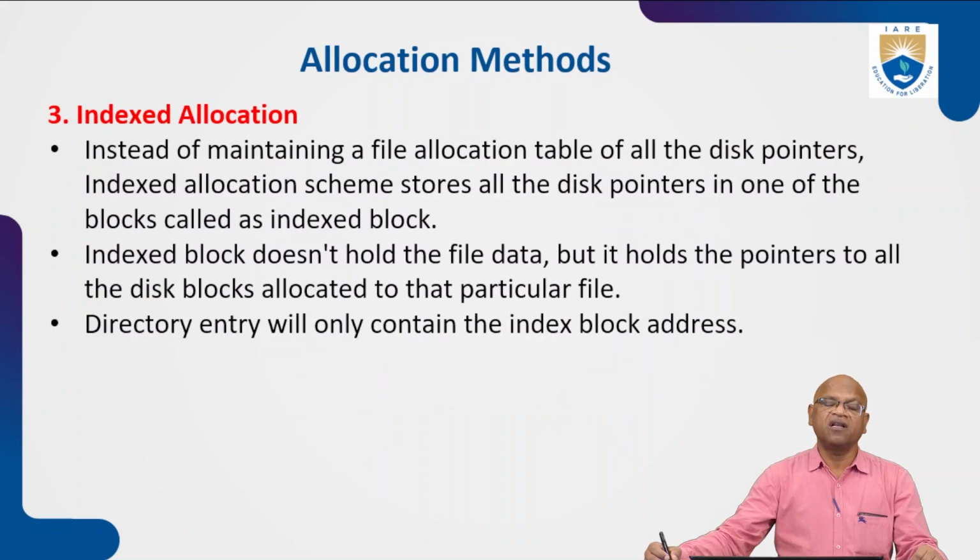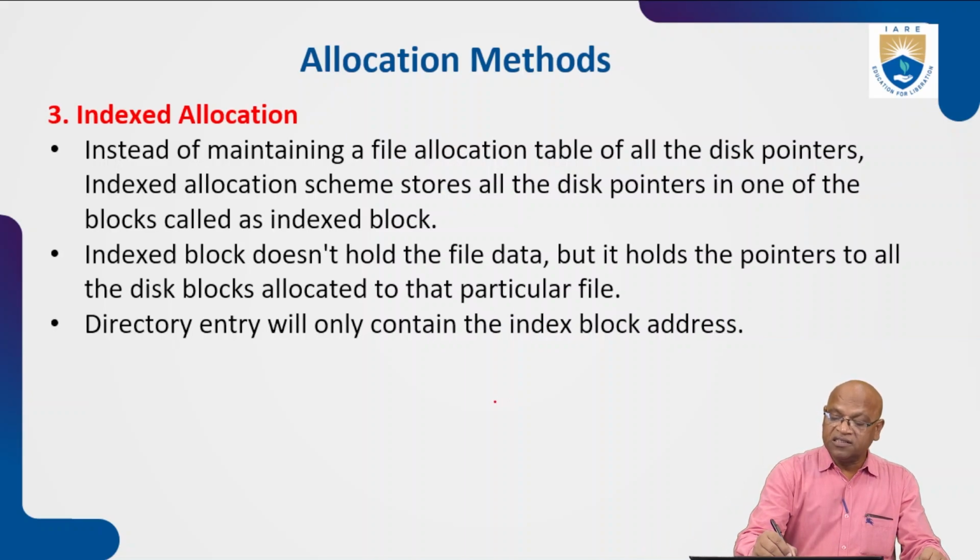Now we'll see indexed allocation. This is the third method. In indexed allocation, instead of maintaining a file table of all the disk pointers, the scheme stores all the disk pointers in one block called the index block. The index block doesn't hold the file data, but it holds the pointers to all disk blocks allocated to that particular file. The directory entry will only contain the index block address.